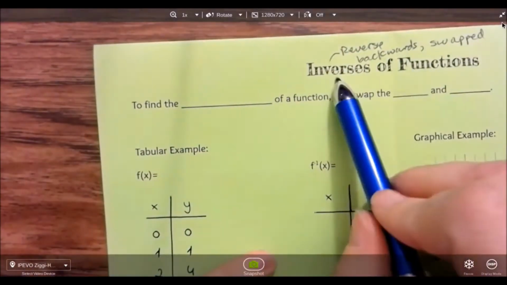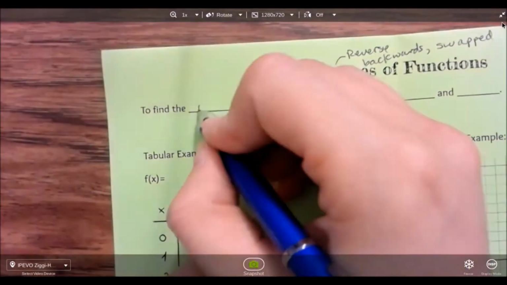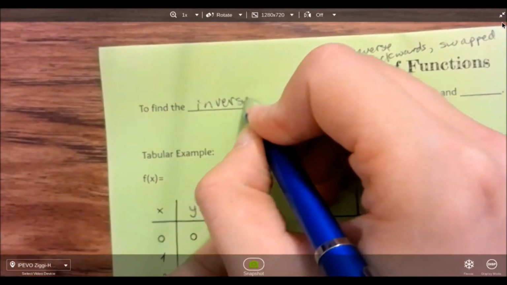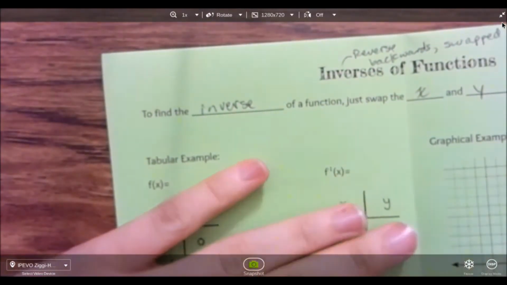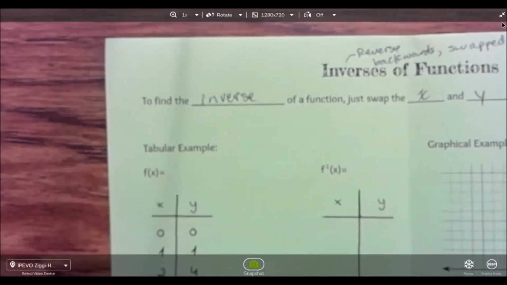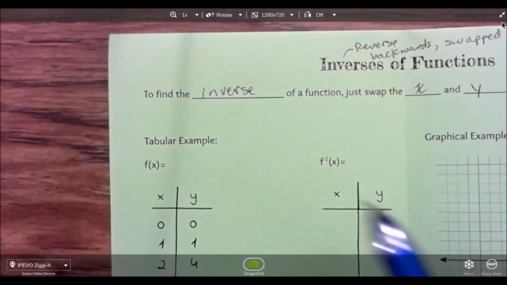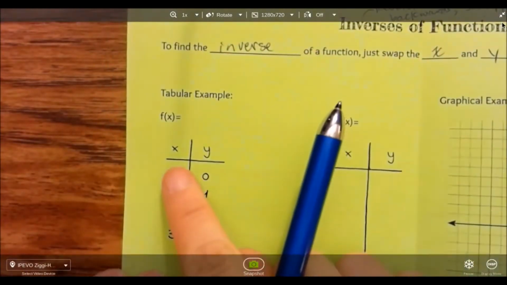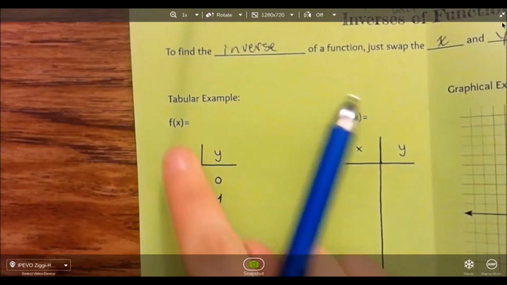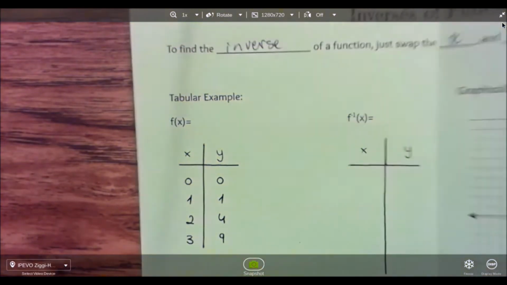So when we're talking about inverses of functions, we are talking about x and y swapping places. So to find the inverse of a function, just swap the x and y. So we're going to start with a table example. So let's say that this is my function. So this is f of x. Here's my x and y values.